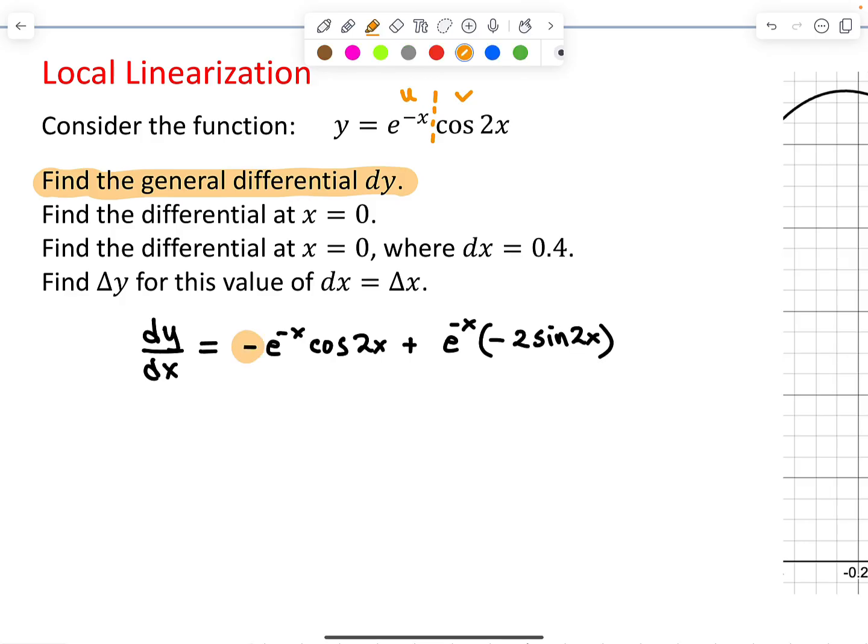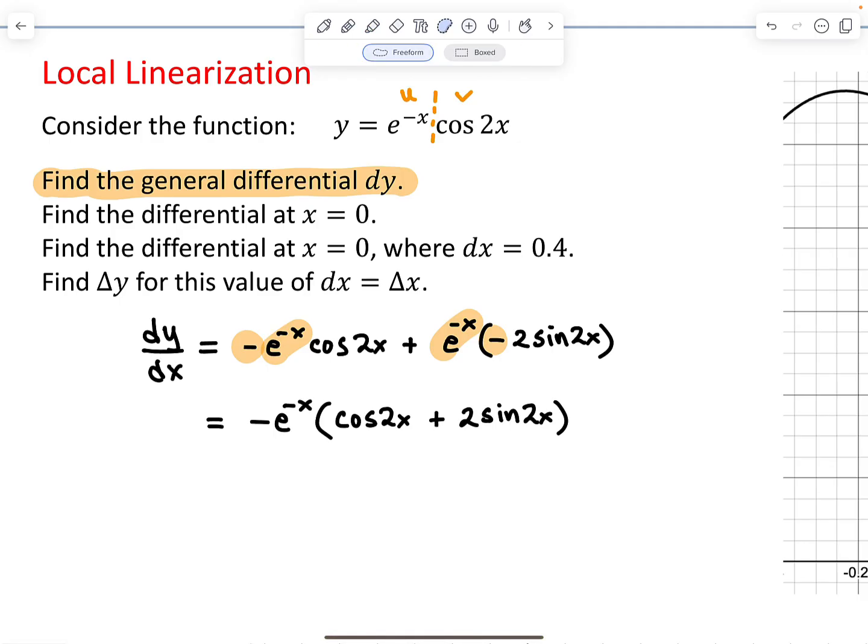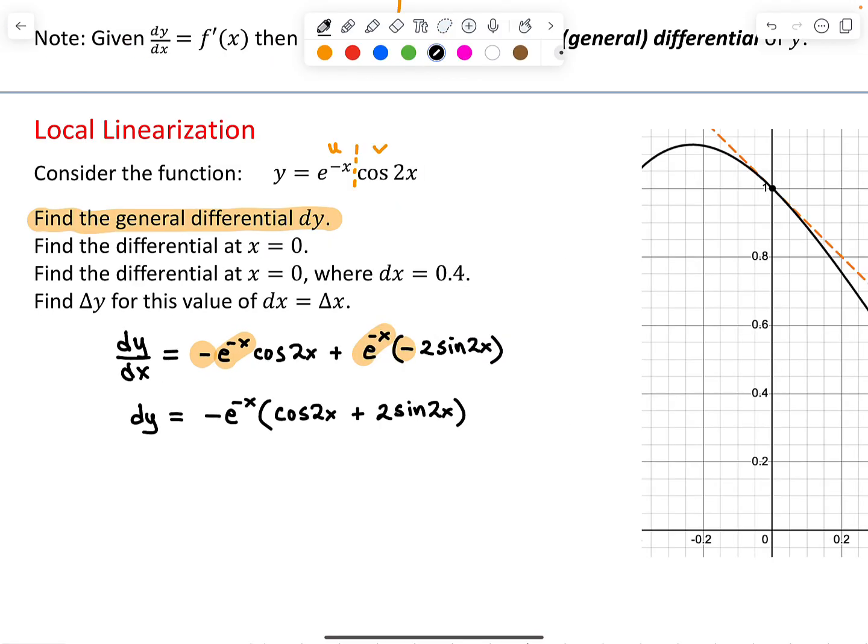I'll do some factoring. We have some negatives we can factor out and exponentials, leaving cosine of 2x plus 2 sine 2x, and I'm going to multiply this differential dx to the other side. So we get dy, the general differential of y, is equal to this derivative times dx. This is our general differential. It's general because an x has not yet been chosen, which we'll do in the next step. Find the value of this differential specifically at x equals 0.